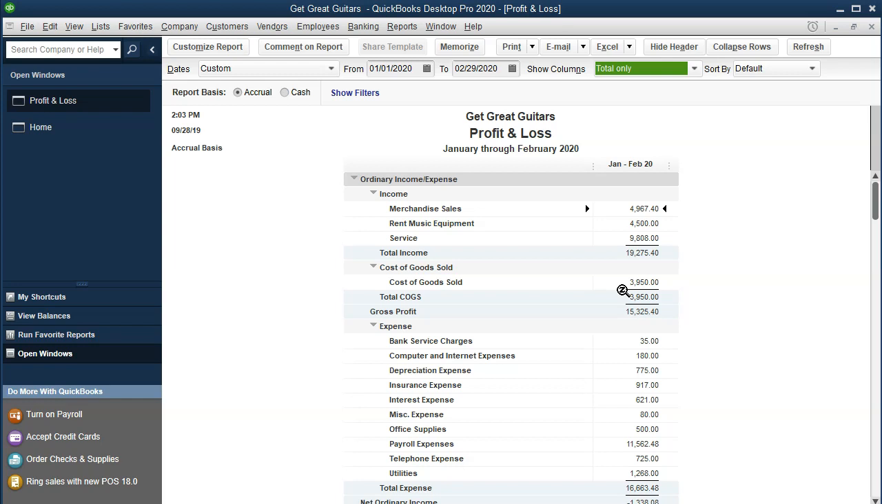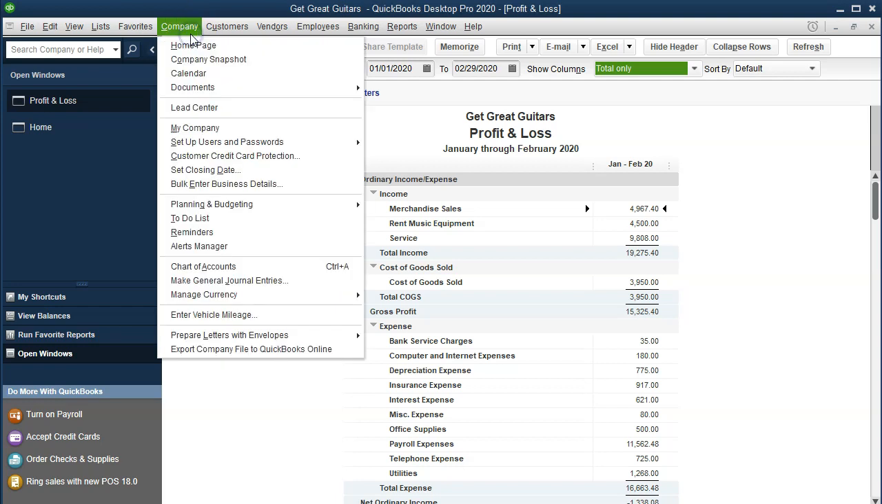So we'll run a full budget for the whole year of 2020, including the 2 months that we have already done. And that will allow us to run projection reports as well as to go back in and run the comparison of the budget versus actual. So to run the budget, we're going to go up top to the company dropdown. We want to then go to the planning and budgeting, and we want to set up budgets. So we're going to go to set up budgets.